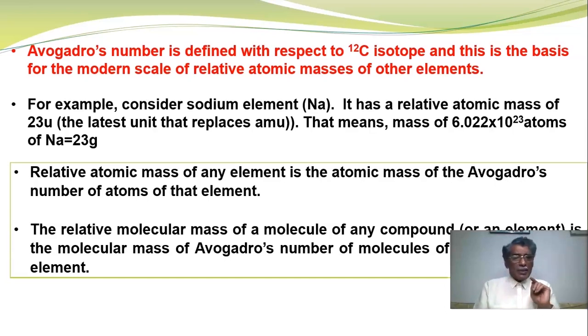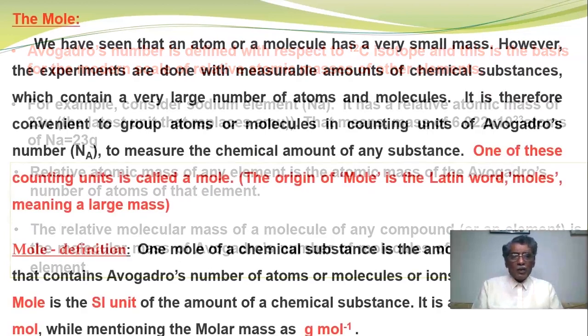For example, consider sodium. It has a relative atomic mass of 23 units. It is the latest unit that replaces AMU. That means mass of 6.022 multiplied by 10 to the power of 23 atoms of sodium is equal to 23 grams. Relative atomic mass of any element is the atomic mass of the Avogadro's number of atoms of that element. The relative molecular mass of a molecule of any compound or an element is the molecular mass of Avogadro's number of molecules of that compound or element.